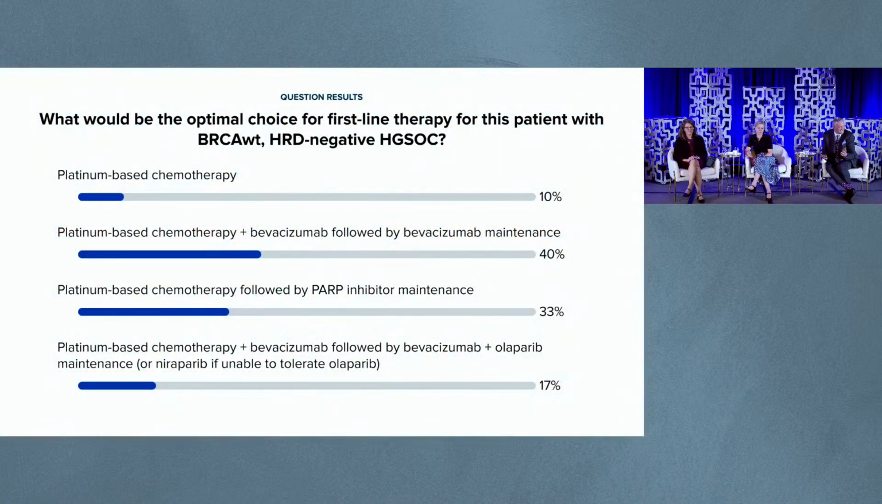See, I'm going to be split on so many of these things. So bevacizumab maintenance, PARP inhibitor maintenance, just under 1 in 5 choosing the PAOLA-1 regimen of chemotherapy with bevacizumab followed by anti-angiogenic and PARP inhibitor together.